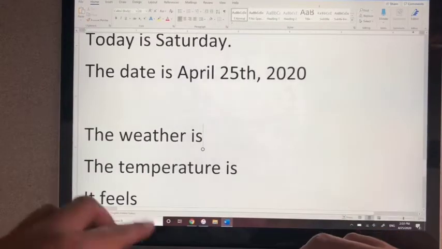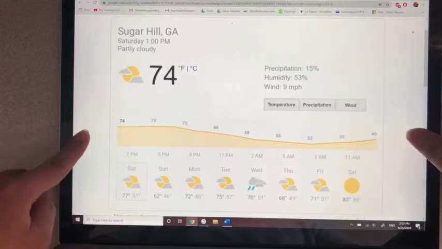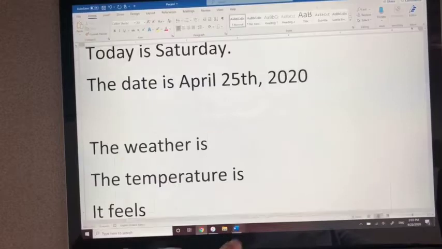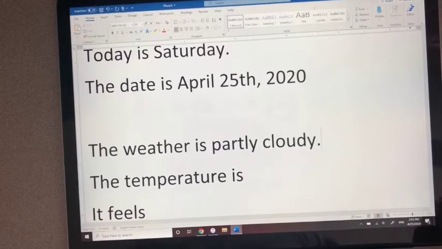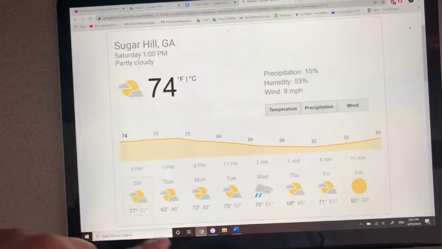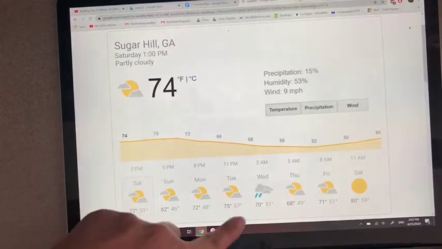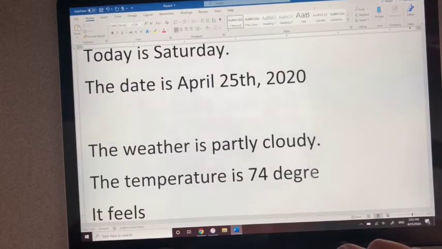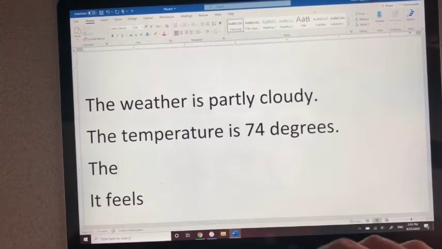The weather. Let's look at the weather today. So today is Saturday. The weather is partly cloudy. The temperature is, so let's look for the temperature. Right now, the temperature is 74 degrees. So, today I want to talk about the high.